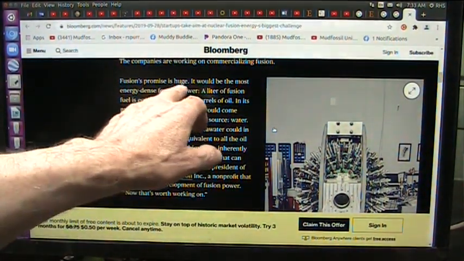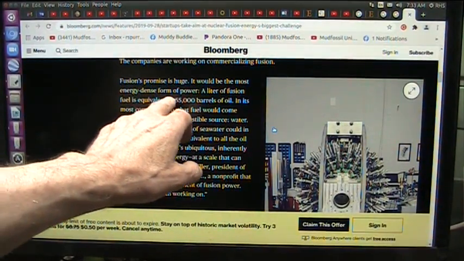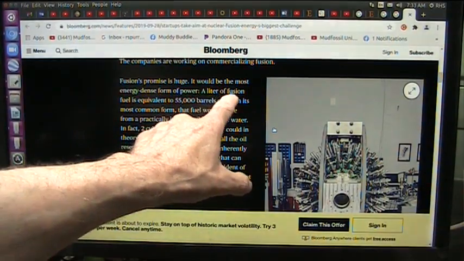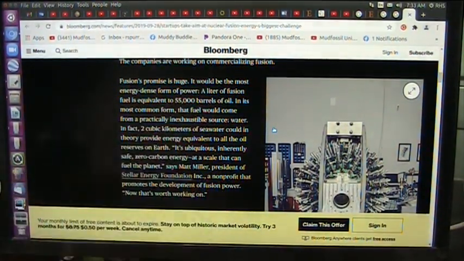Look at this. Fusion's promise is huge. It would be the most energy-dense form of power. I showed you density of energy that was just incredible from a tiny laser. A liter of fusion fuel is equivalent to 55,000 barrels of oil in its most common form. That fuel would come from a practically inexhaustible source, water. Well, we have an inexhaustible source, electrons. And that's all they are, is electrons. They're light. So we don't have to do anything other than send that laser out. And we don't have to get them out of hydrogen and then break them down and make deuterium and tritium and all these fancy little molecules. No, we just turn it on.